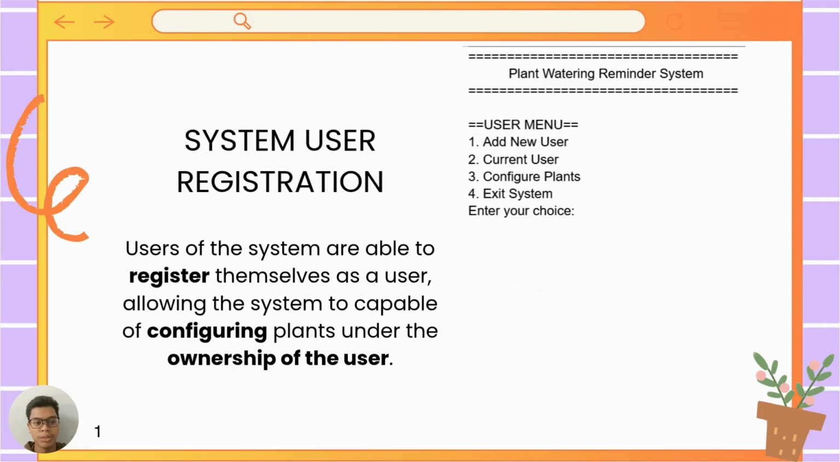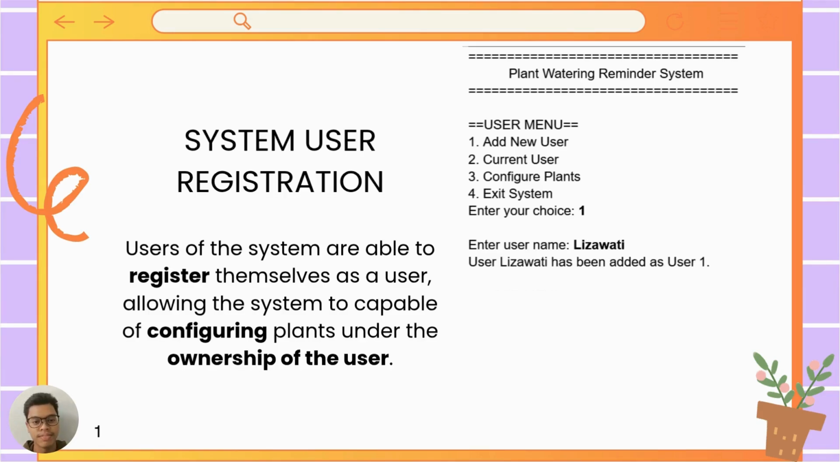Users of the system are able to register themselves as a user, allowing the system to be capable of configuring plans under the ownership of the user. We're going to show a sample output. We're going to be showing sample outputs for each and every process.